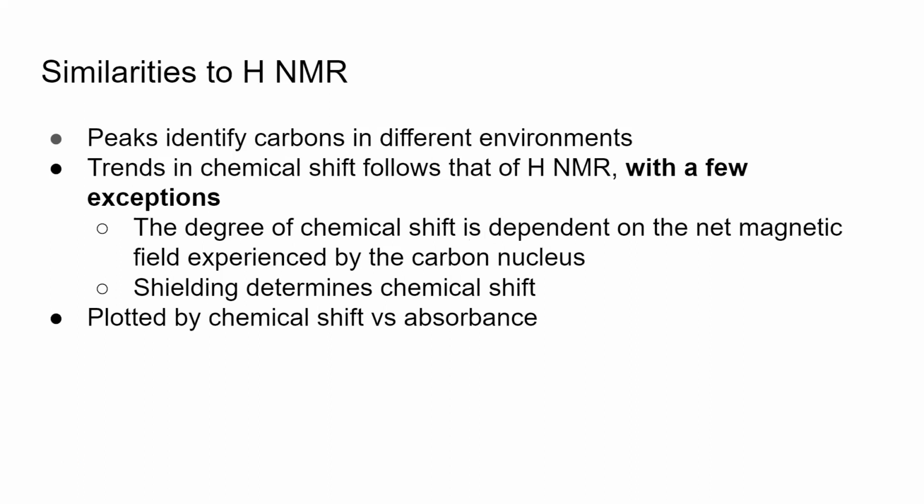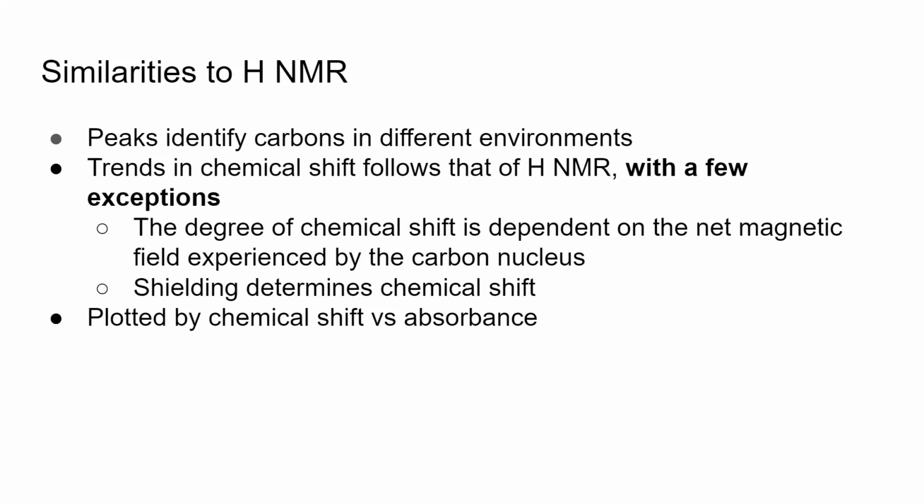And so trends in chemical shift usually follow that approach in NMR, with a few exceptions that we will be getting into later in this lecture. But for the most part, the differences in chemical shift are going to depend on the net magnetic field experienced by the carbon nucleus. That's where shielding comes in. Remember, shielding in this situation is very analogous to shielding for Z effective.